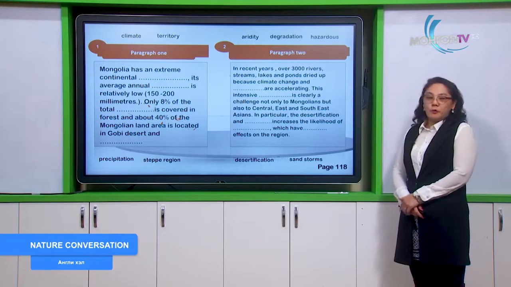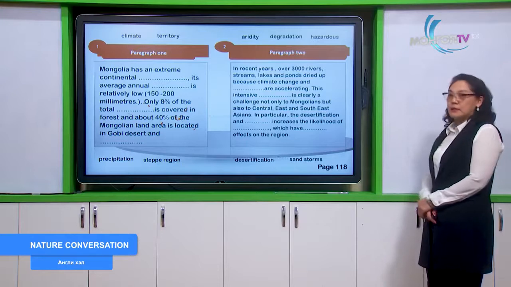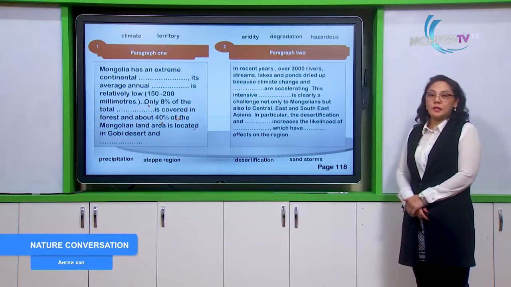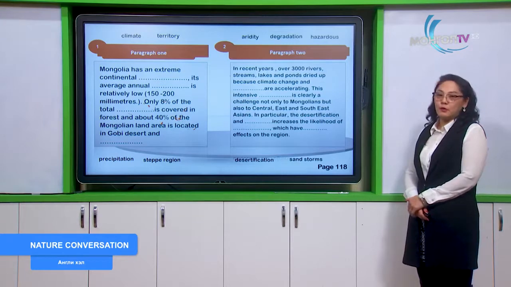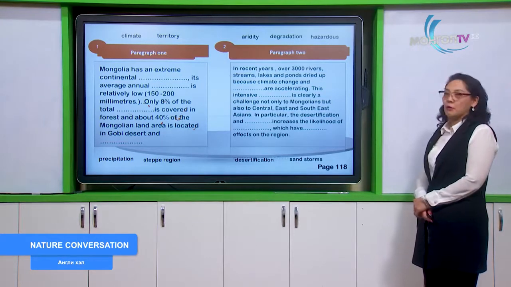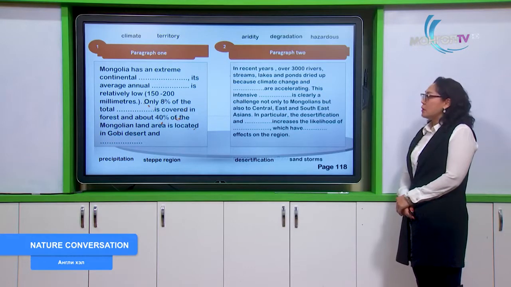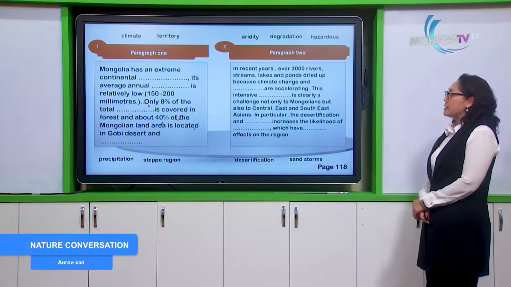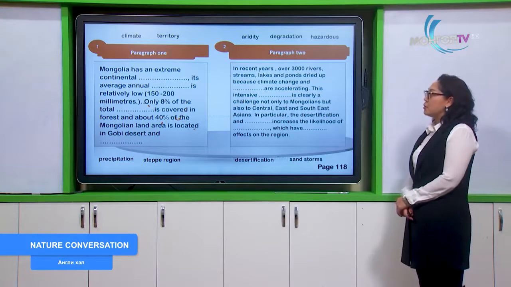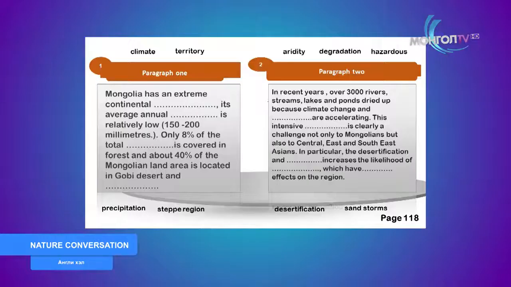Now open your book, page number 118. There is a text about environmental conservation. It's about Mongolia. Today we are going to do some reading to choose the correct word. In the first paragraph, I have 4 words: climate, territory, precipitation, and steppe region.